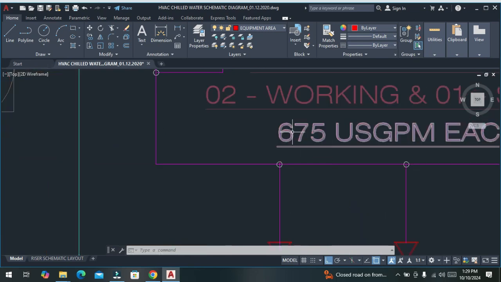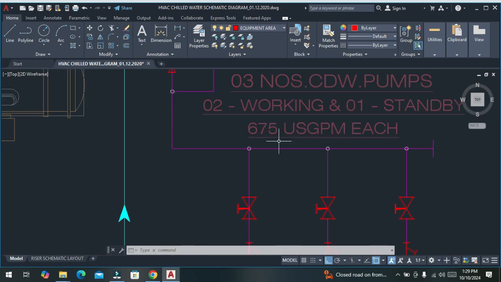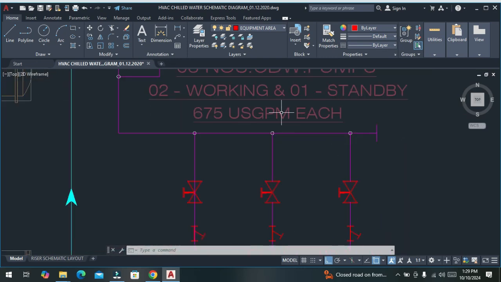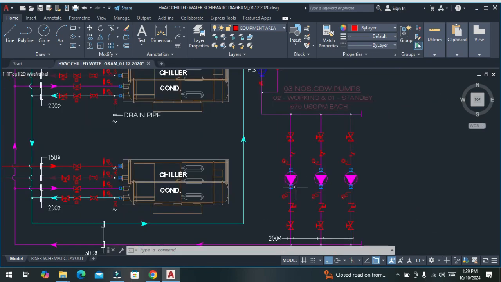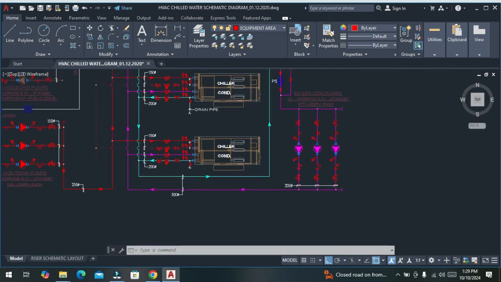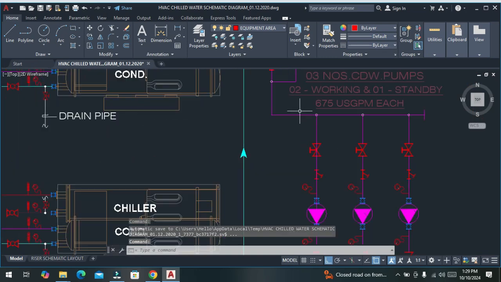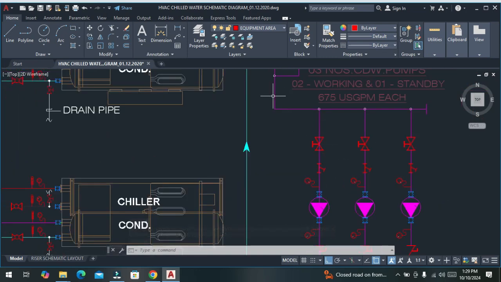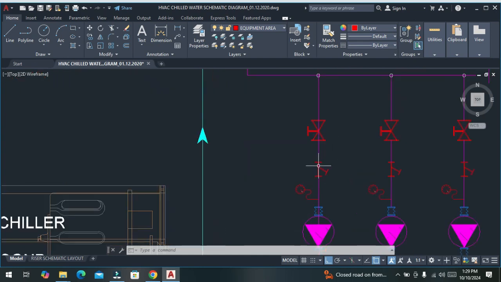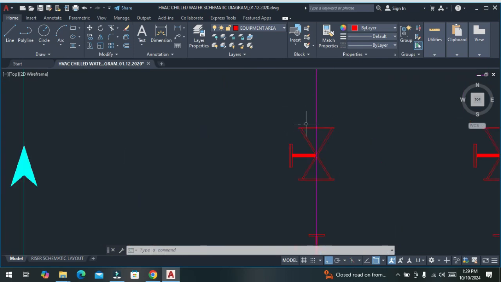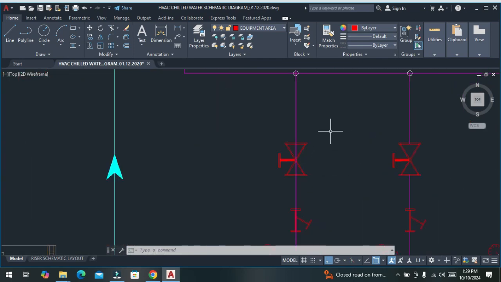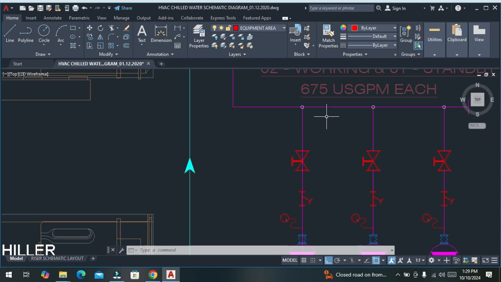If we talk about its capacity, it is 675 US GPM, gallons per minute. If we talk about its pump arrangement, here we have a header. This is the suction header of the pumps, which suck the cooled water from the cooling tower. It will suck the water from this header.